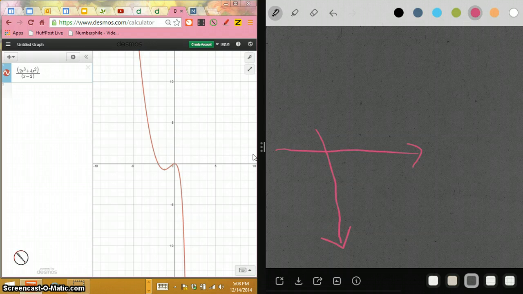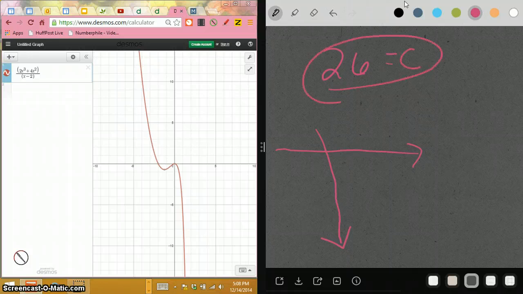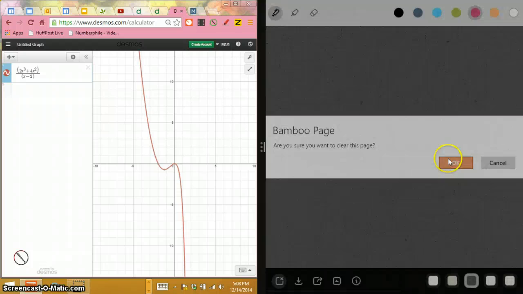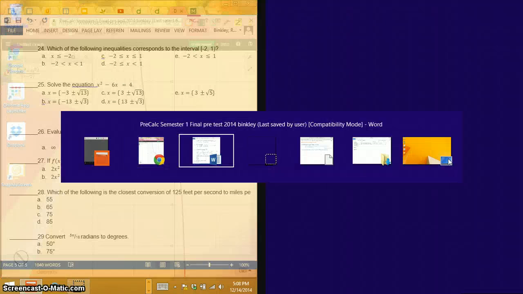So the answer for number 27 is obviously, I meant 26. The answer for 26 is obviously C. Okay, so 26 equals C. Cool, you just have to graph that. Next, 27.